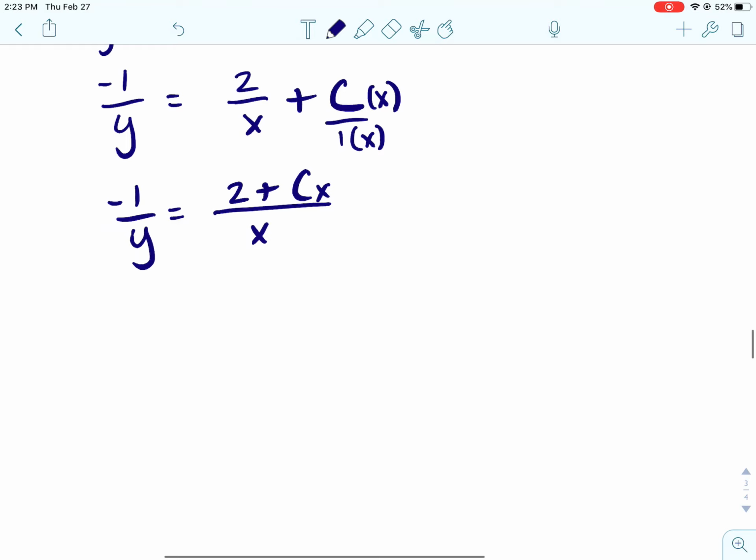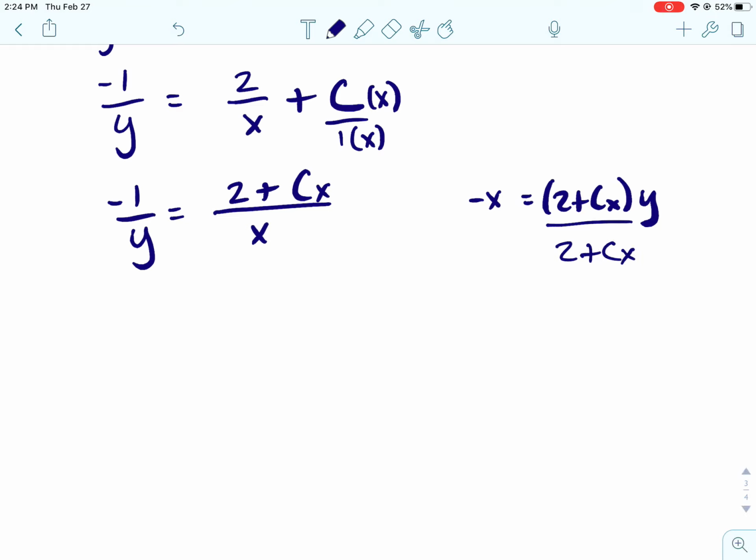All right, then at this point, if we wanted to go through all the math, we would cross multiply. I'm going to write what we would get, but then I'm going to show you a shorter way to do it. So we would cross multiply, and then solve for y. To solve for y, we would divide.